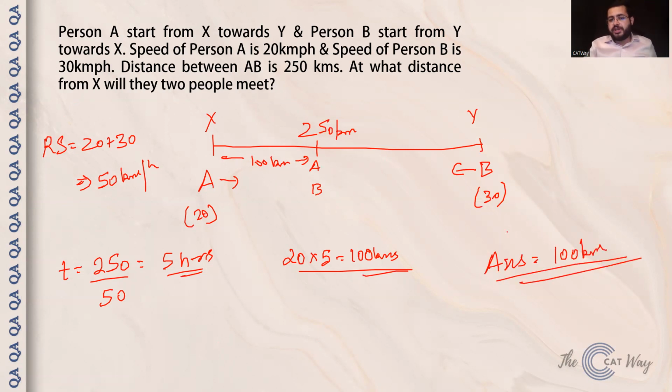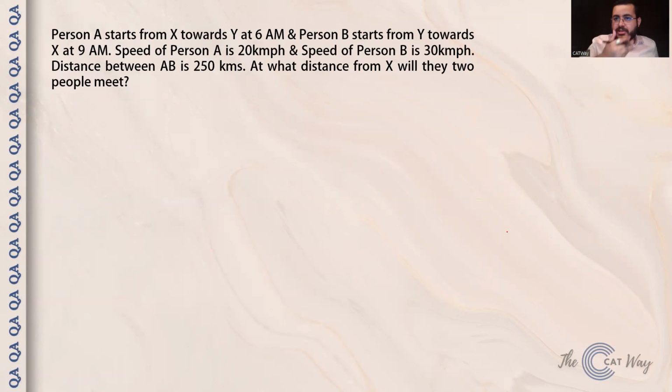And we have one more question. Again, you should pause the video and then solve and check the solution. It's a very similar question with a very slight change. So we have that person A starts from X towards Y at 6 a.m. and person B starts from Y towards X at 9 a.m. So that's the twist in this question. So let's try the same thing.